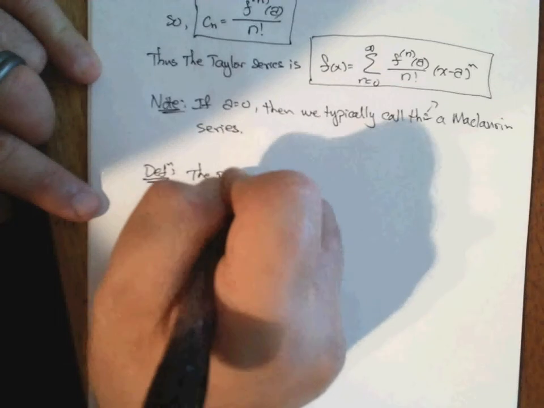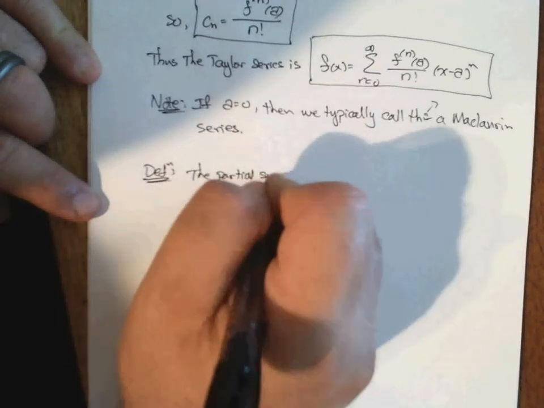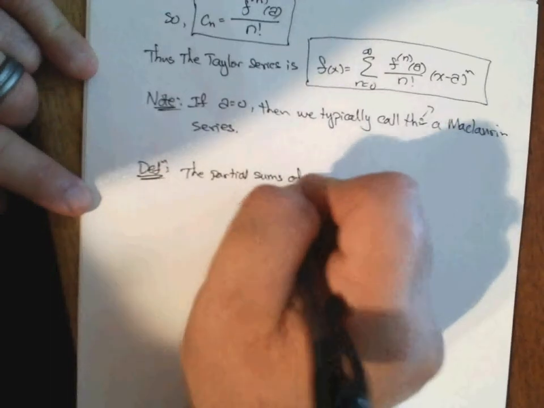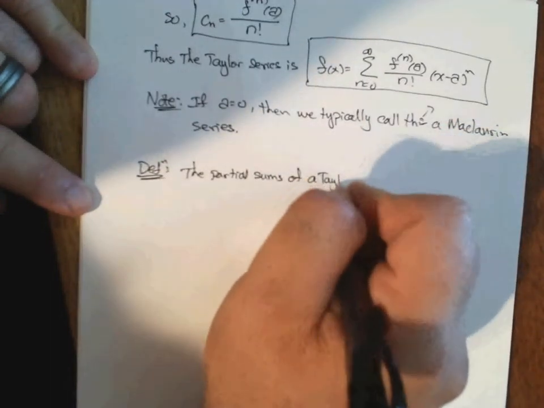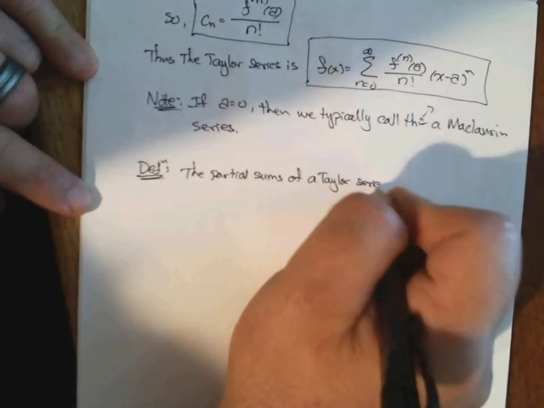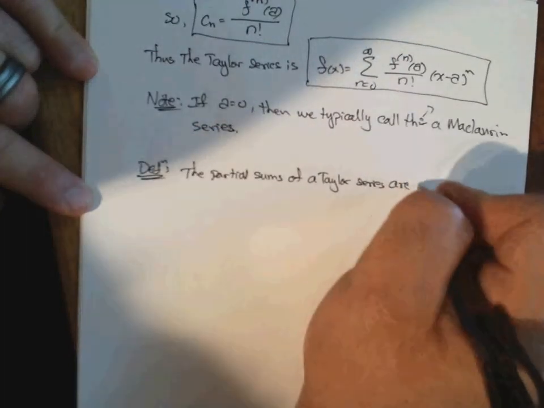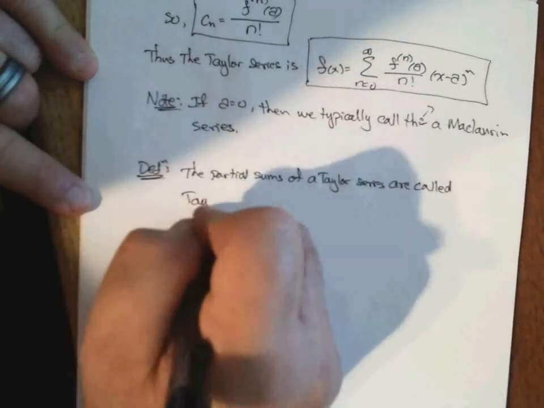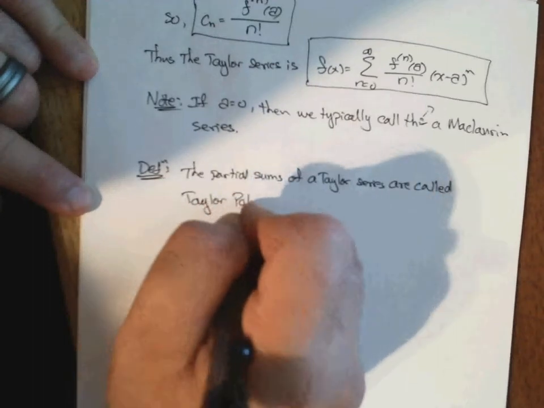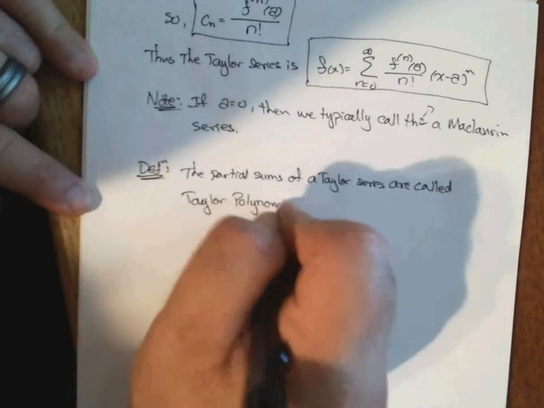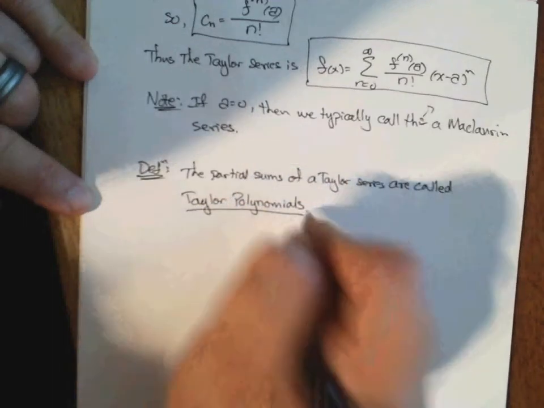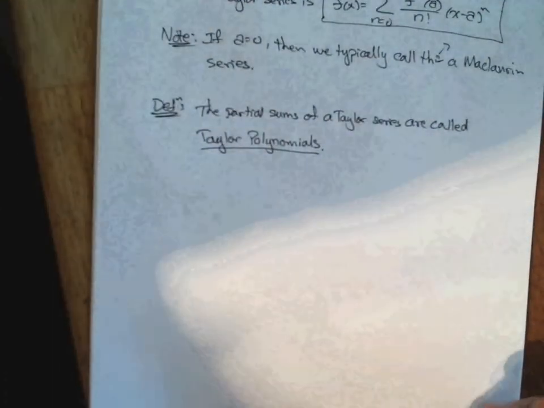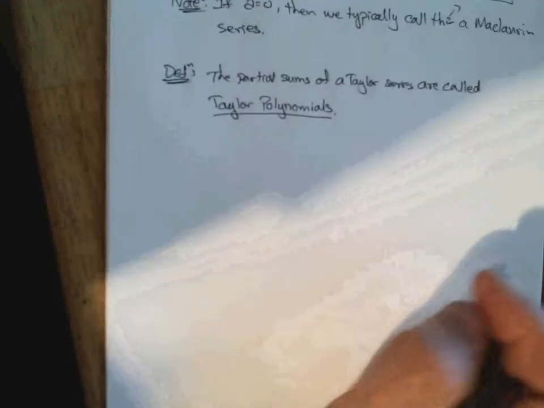The partial sums, meaning your finite power series of a Taylor series, are called Taylor polynomials. And we will give you a few of those as an example in just a couple of minutes. That'll be the first thing we go at, okay?